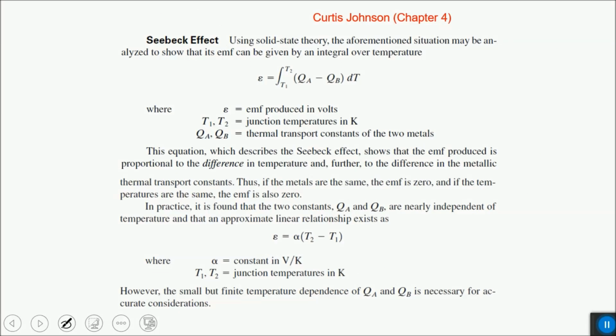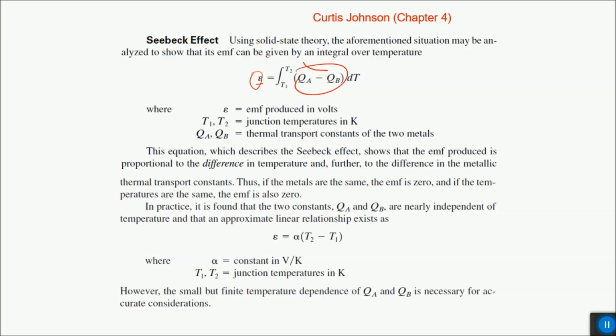So this is the mathematics of the Seebeck effect, explaining how an EMF is produced. The epsilon is the EMF produced in volts. The integral is taken from T1 to T2, the junction temperatures at both ends, and QA and QB are the thermal transport constants of these two metals. So integrate with respect to the difference in temperature, and you will get your EMF out.